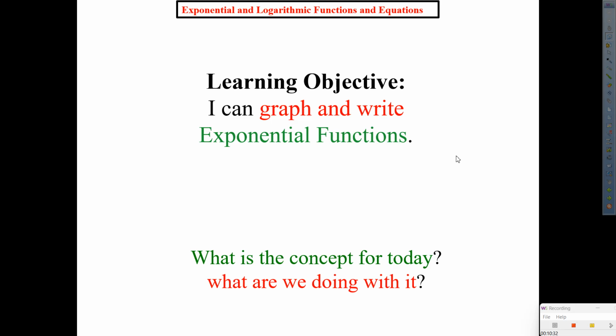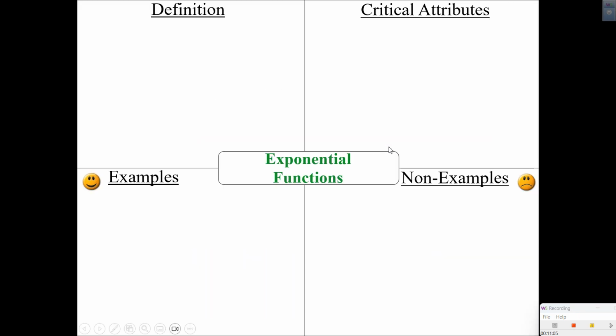Our objective for today, I can graph and write exponential functions. We're moving on. I can graph and write exponential functions. All right, here we go. So in your Cornell note, get one ready. Exponential functions.